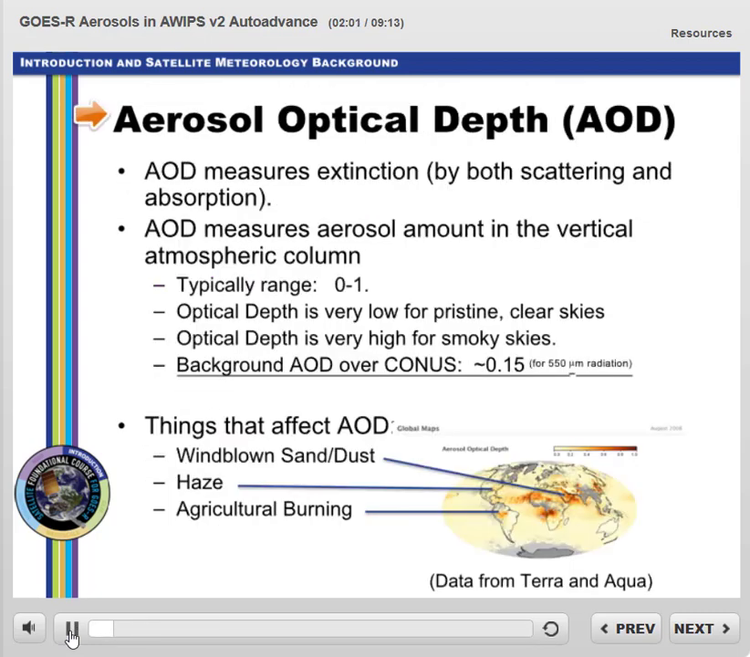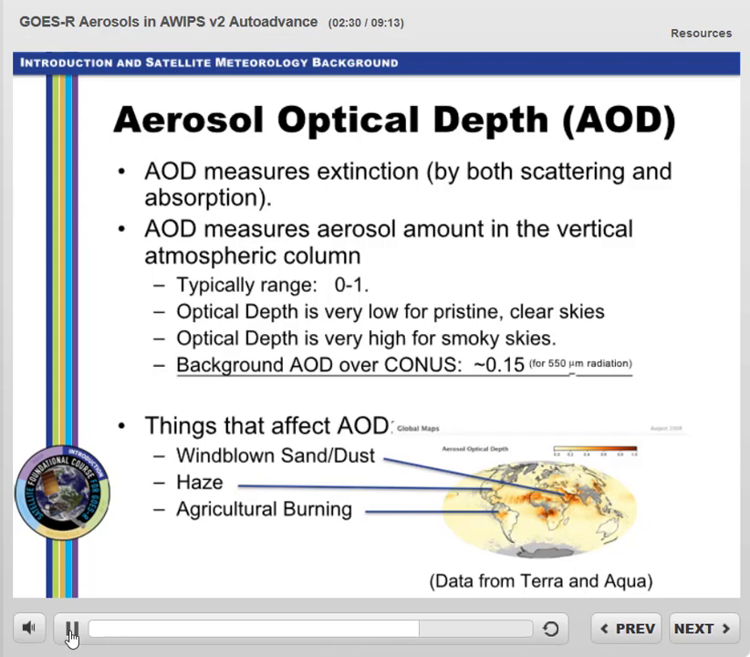Aerosol optical depth, or AOD, measures the extinction, that is to say the attenuation of light, due to scattering and absorption, so it's related to the number of aerosols in the column. As the scattering or absorption increases, because the number of particles in the air increases, AOD will increase. AOD is very low for pristine air with clear skies, but the value can be large, up to near 5 or 6, for thick smoke events.